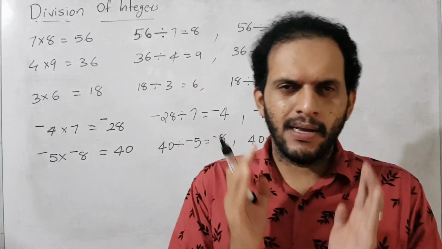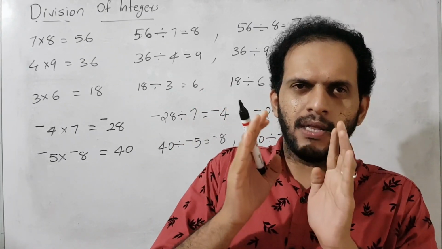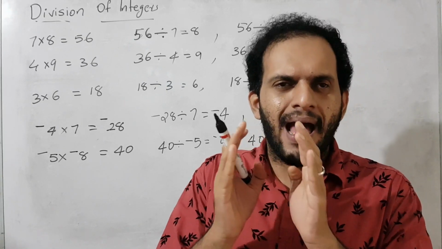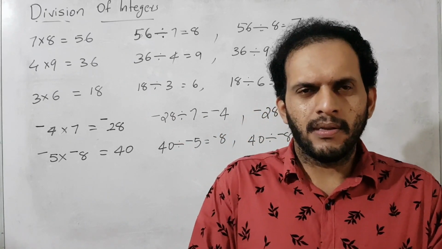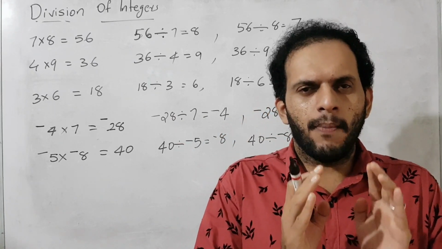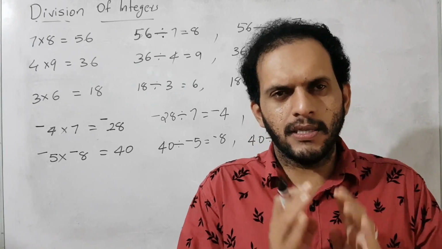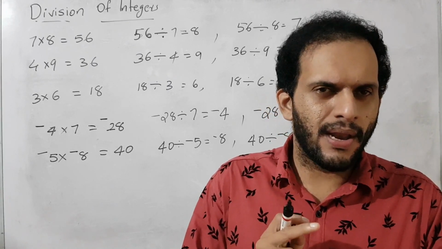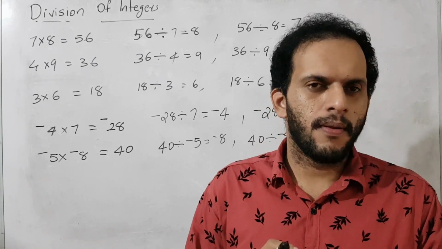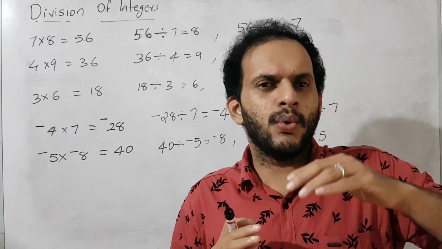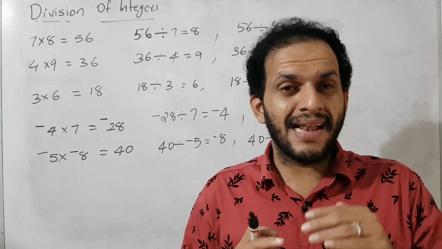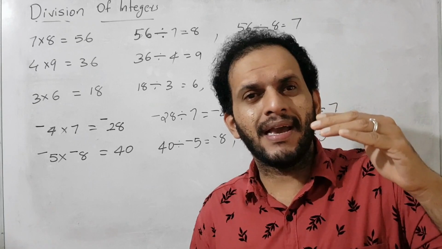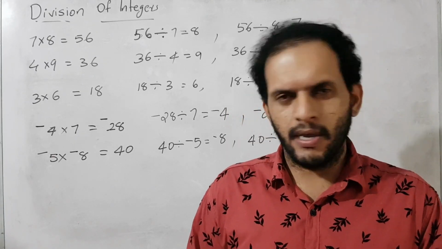If we divide two integers, one positive and one negative, the answer is negative. In the case of division, if both numbers are negative, the answer is also negative, sorry, positive. If we divide two negative numbers, the answer is positive. If we divide one positive and one negative number, the answer is negative.